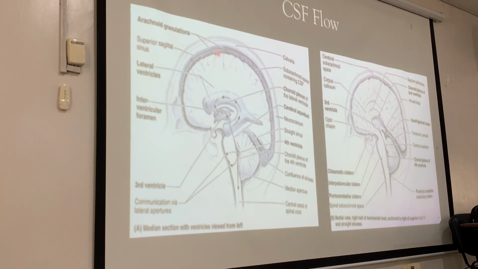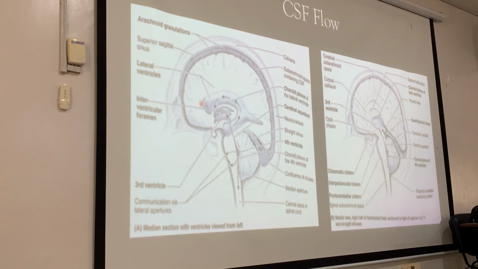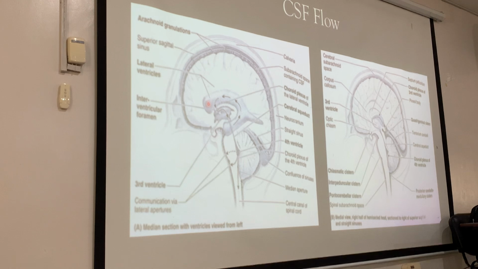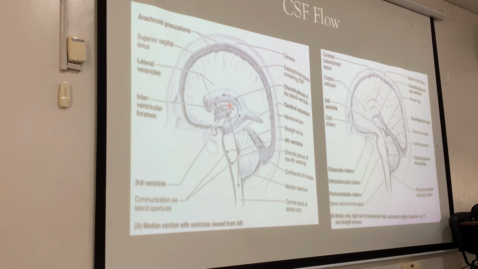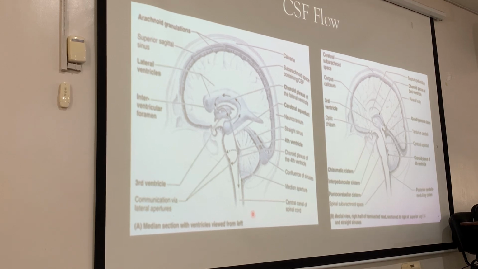So how do we treat that? We can put a tube in the lateral ventricle, drain the hydrocephalus through the tube, and then send the excess CSF into the peritoneal cavity so that it is drained there. So that is a way to correct the hydrocephalus.